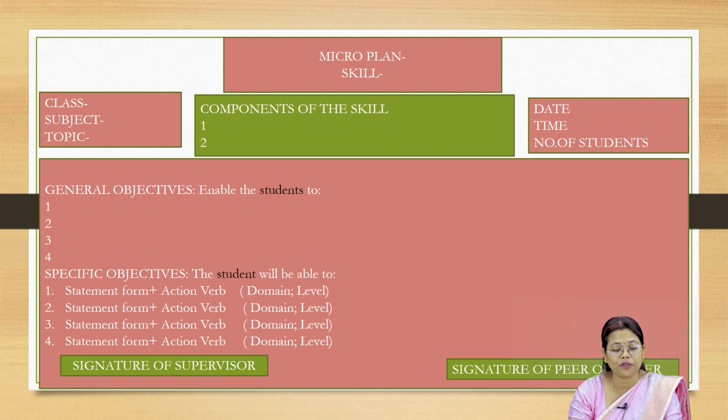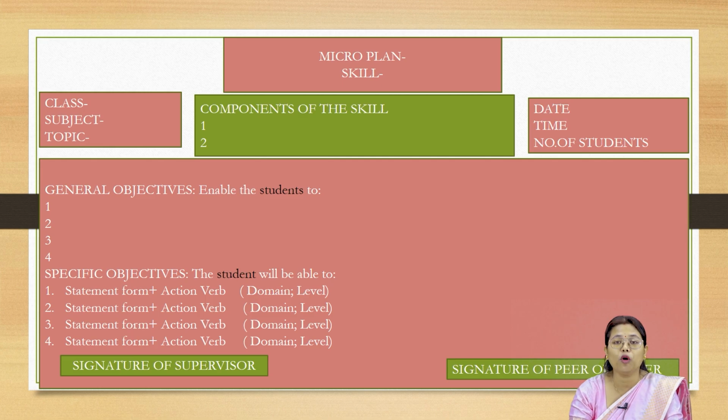But when we talk about specific objectives, specific objectives are related to the content which you will disseminate in the classroom. So prior to entering the classroom, you frame your instructional objective, the specific instructional objective, and you need to make sure that after the completion of the class, each and every student has understood certain things, whatever instructional objective you have framed. So to frame it we have the statement form plus action verb, and then you also need to mention the domain or the level. For example, the student will be able to recall the name of the poet.